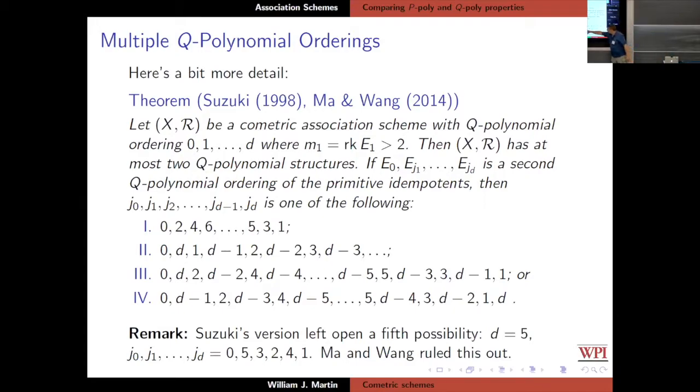And another possibility is it goes to D minus 1 and it can't get to 1, it has to go to 2 next. And you'll be able to prove, I think actually that's an exercise in the notes. So you guys will be able to prove that. Okay, so multiple P-polynomial orderings, multiple Q-polynomial orderings.